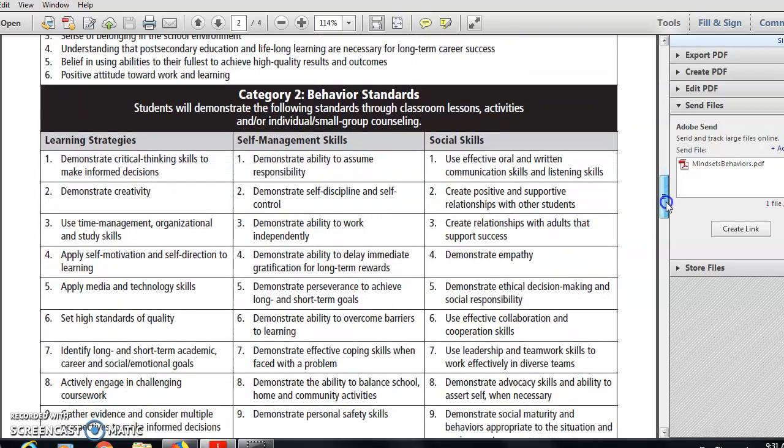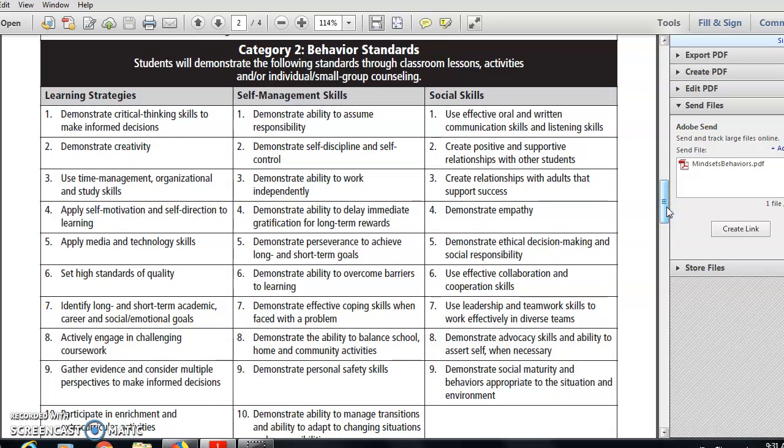The next category, as you will see, are the behavior standards. My suggestion would be to pick 1 or 2 of these, because if you think about your lesson plans, a lot of times they're going to focus really heavily on one of these areas. It's going to be a learning strategy, or a self-management skill, or some kind of self-regulation skill, or a social skill. So I would pick 1 or 2 from one of these categories as your main focus.